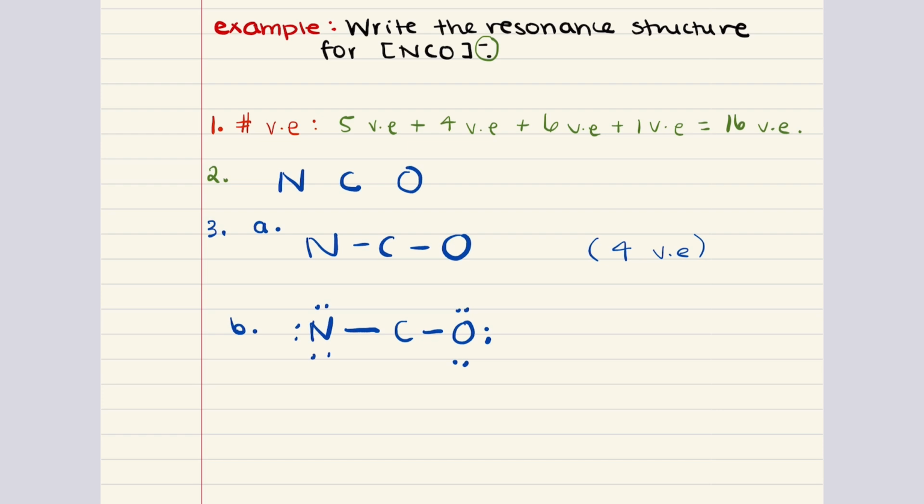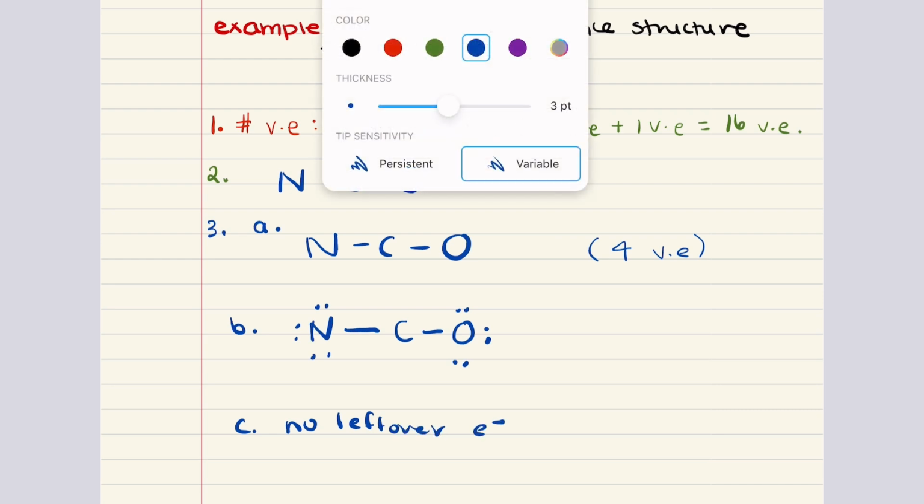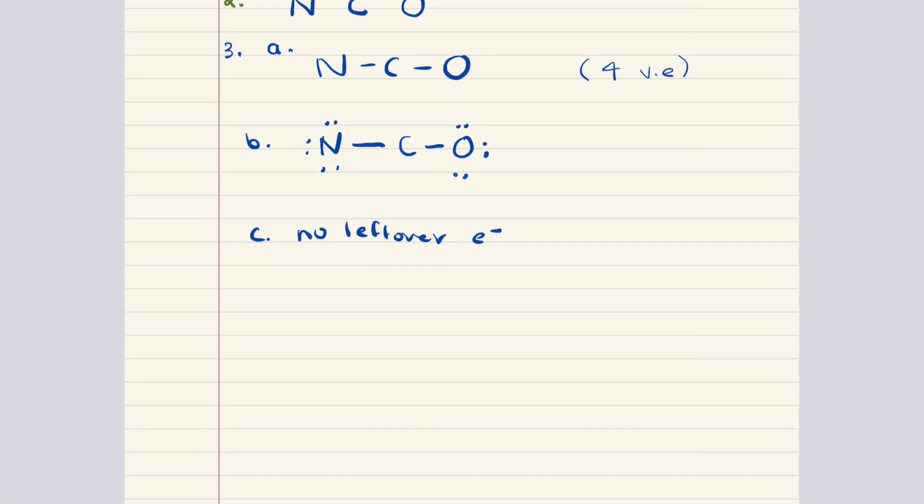Then we can move into step 3C. Here, we're going to put any leftover electrons on the central atom. But the thing is, we actually have no leftover electrons. And that allows us to move into our last and final step. If the central atom has less than an octet, give it an octet by forming double and triple bonds from electrons on outer atoms. And this is where things get interesting, because for this molecule, there are 3 ways that we can form double or triple bonds to make sure that the central atom also has a complete octet.